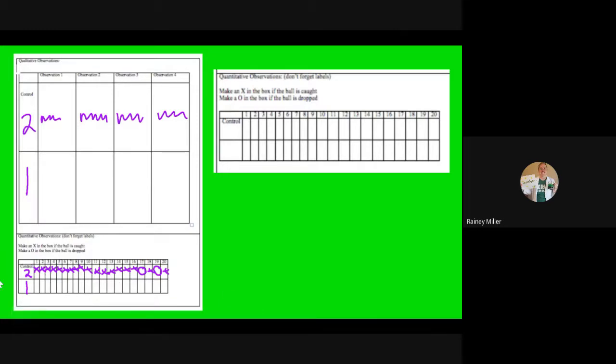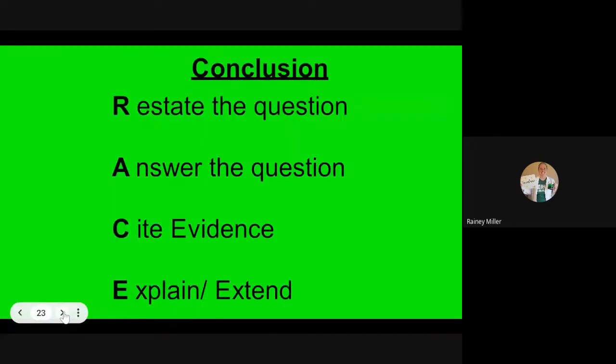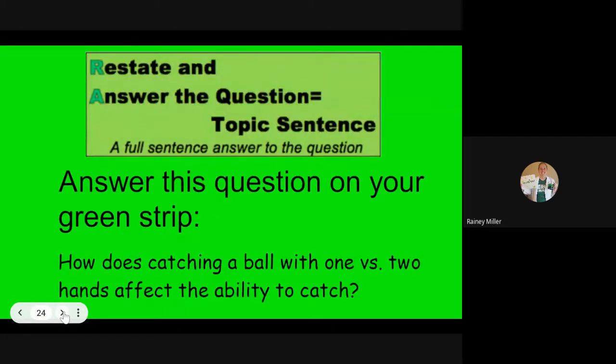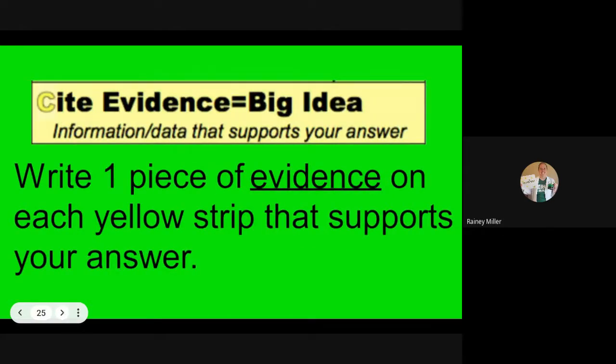So I could say, let's say I caught with two hands 20 times and I caught with one hand 18 times. That would be a piece of evidence that I could put into cite evidence. I caught with one hand 18 times. I caught with two hands 20 times. Go ahead, pause the video, and write that down.